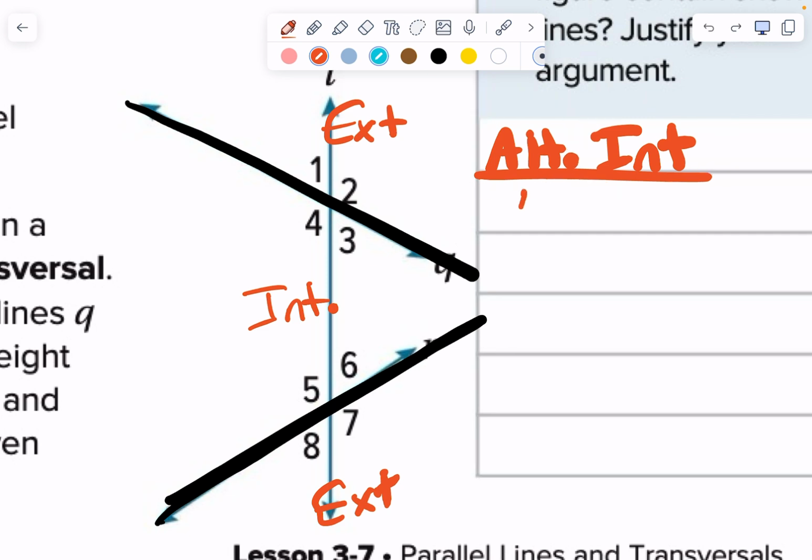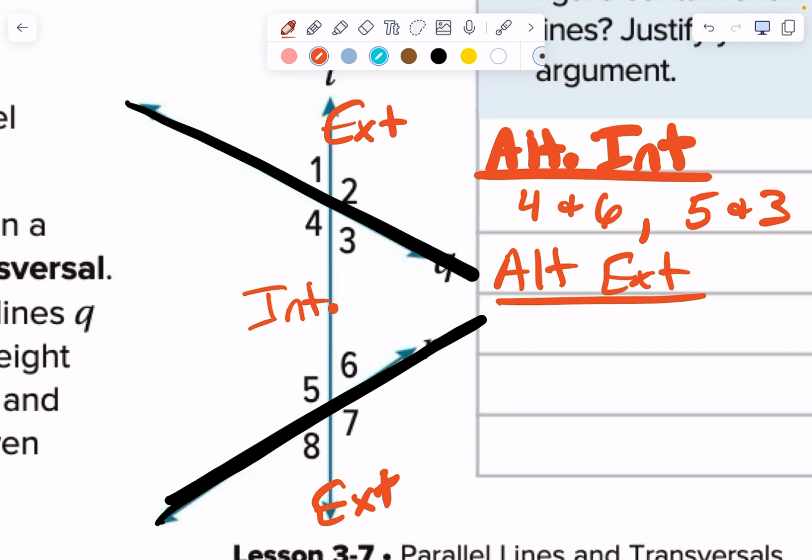That would be 4 and 6, and 5 and 3. They're on opposite sides of the transversal, but they're inside the parallel lines, right? Okay, list me the alternate exterior ones. These are pairs that go together, right? Which one goes with 1?